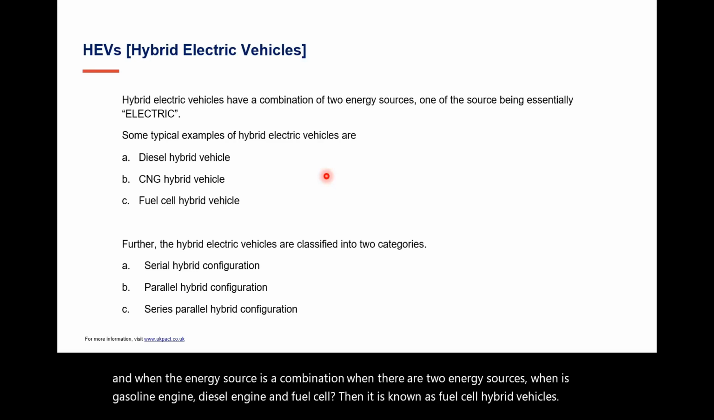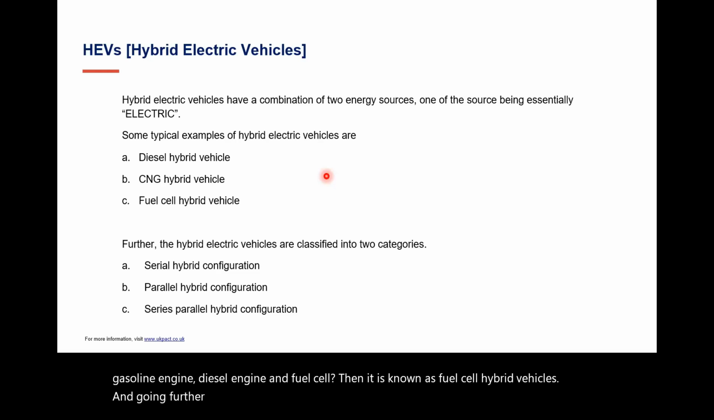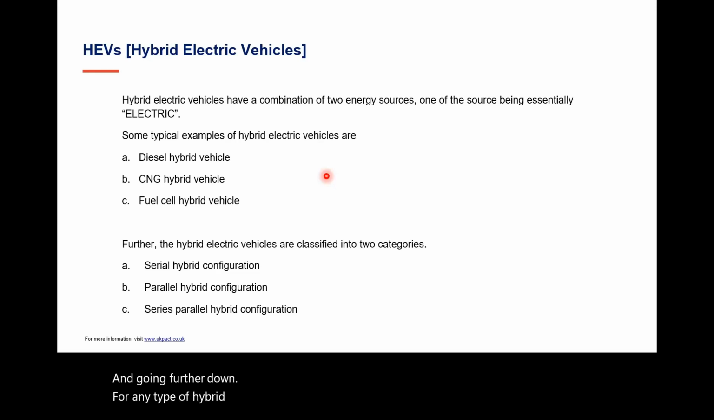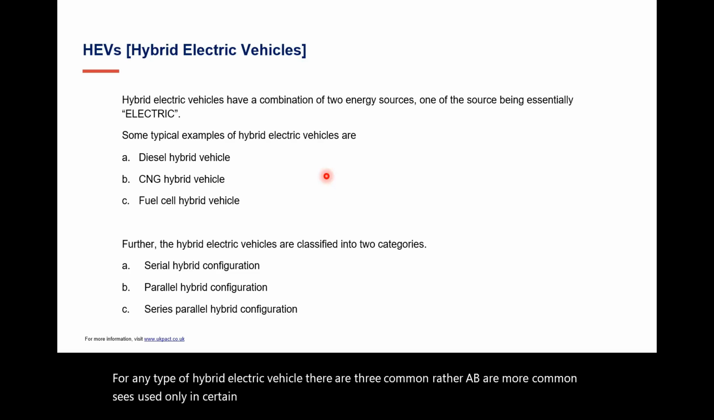And going further down, for any type of hybrid electric vehicle, there are three common configurations, rather A and B are more common. C is used only in certain cases. One is the series hybrid configuration and the second is the parallel hybrid configuration. So let us look at them one by one in the next slides.